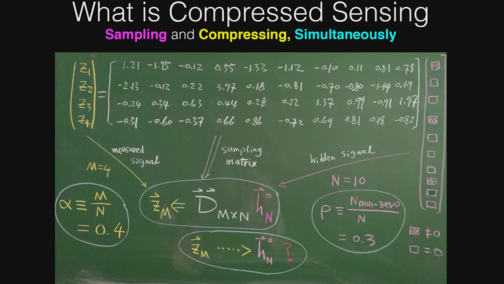Here we have two parameters. One is the density of measurement, M over N, defined as alpha, the compression measurement density. The other is the sparsity of the data, rho, defined as the number of non-zero elements in the signal versus the total number of elements. In this case it's 0.3. The task is to reconstruct the hidden planted solution H0 from this measurement vector Z and the given matrix D.